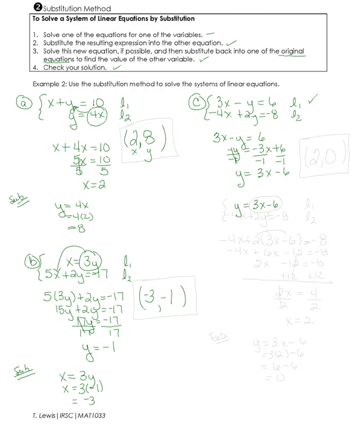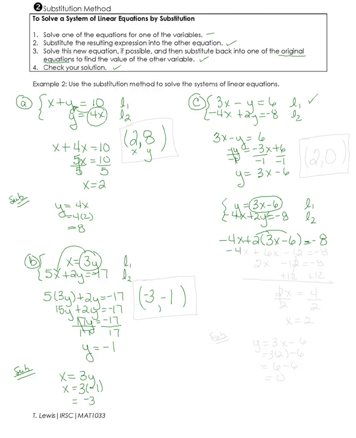So this time, since the first equation is solved for y, we're going to take that expression, 3x minus 6, and substitute it into the second equation for y. So now we have negative 4x plus 2 times 3x minus 6 is equal to negative 8. And then let's proceed to solve. We're going to distribute. We have negative 4x plus 6x minus 12 equals negative 8.